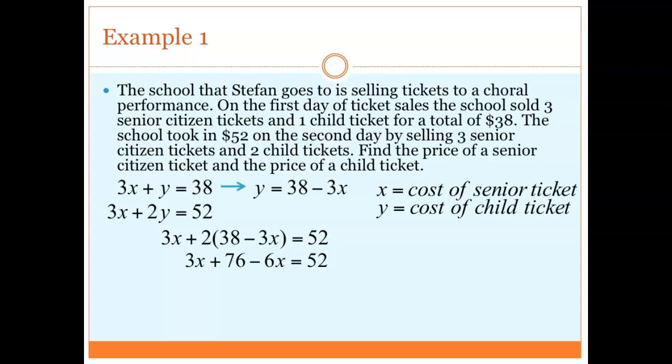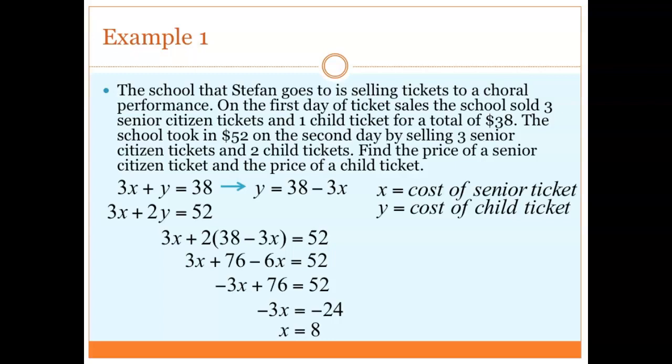Combine the 3x and the minus 6x, so that's negative 3x plus 76 equals 52. Subtract 76 from both sides, so we have negative 3x equals negative 24. Divide both sides by negative 3, and we have x equals 8. Now remember, we've only solved for one thing up to this point. So we still need to solve for y.